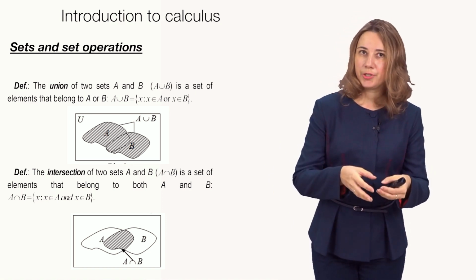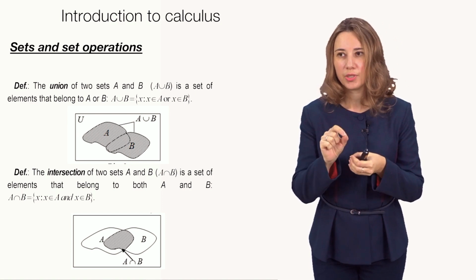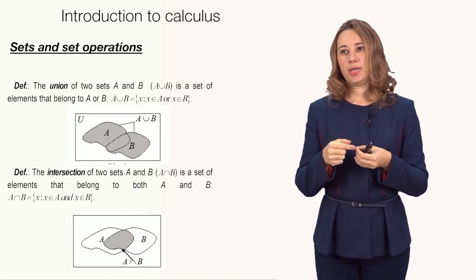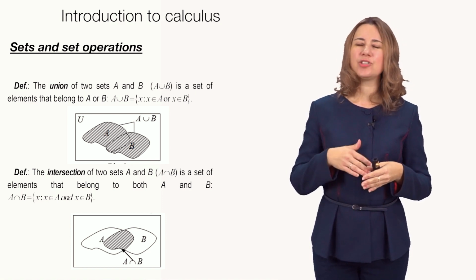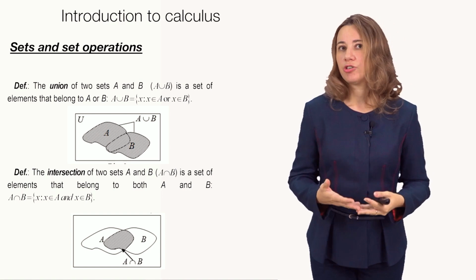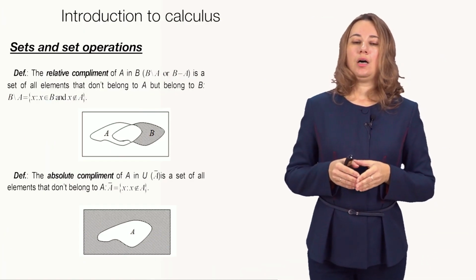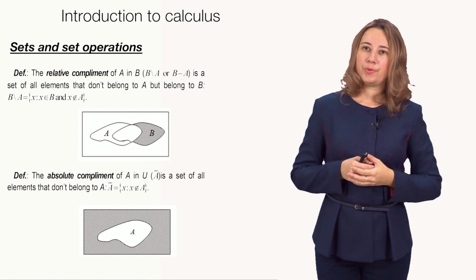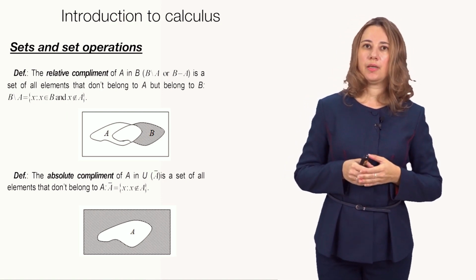So, for this operation, we need to take some common part of two sets. If our sets are isolated, there is no common part, and our intersection is the empty set. Well, let's consider two more operations, the relative complement and the absolute complement.